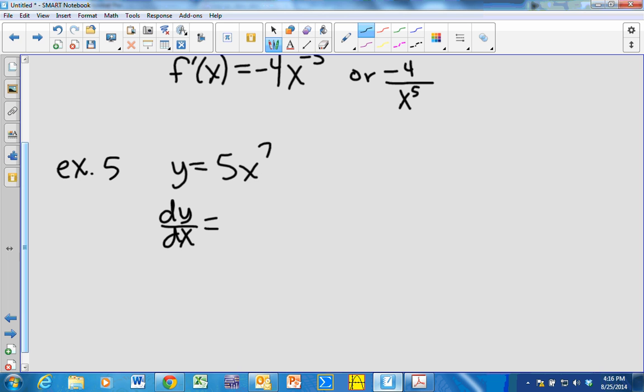So if y is 5 times x to the 7th, well, the rule just says you're going to multiply by that constant when you're done. So most people just go ahead and think to themselves, okay, it's 7 times 5, so it's 35, and then leave your function and then lower the power by 1. And so it's 35x to the 6th. All right, let's do the next one. Example 6.